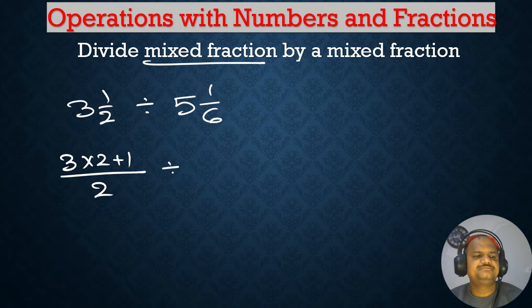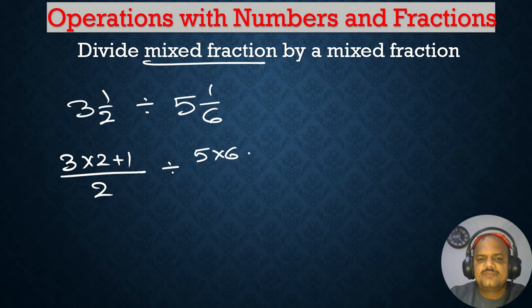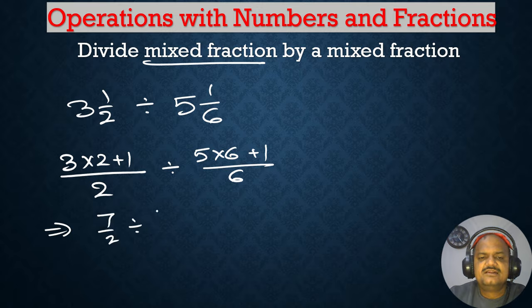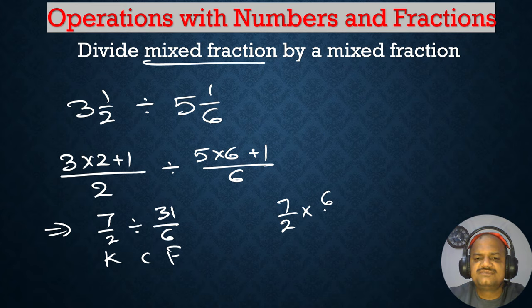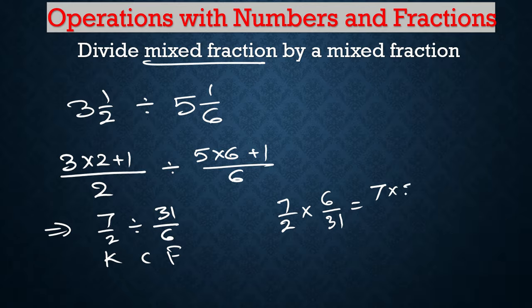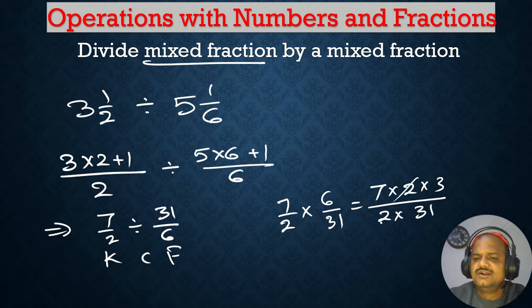So what you can do here, 5 times 6 plus 1 over 6. This is 3 times 2 is 6 plus 1, 7 over 2 divided by 31 over 6. Now use KCF. So this is 7 over 2 times 6 over 31. 7 you cannot break, 6 you can write 2 times 3 over 2 times 31. You cannot factor. 2 is up, 2 is down, cancel. So 7 times 3 is 21 over 31.